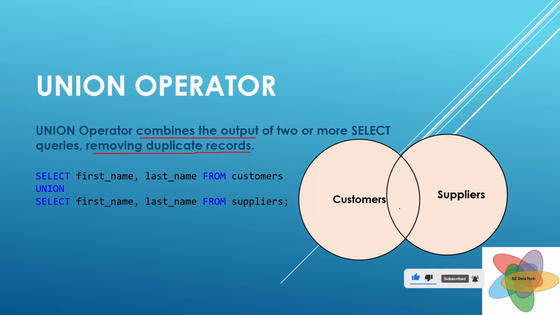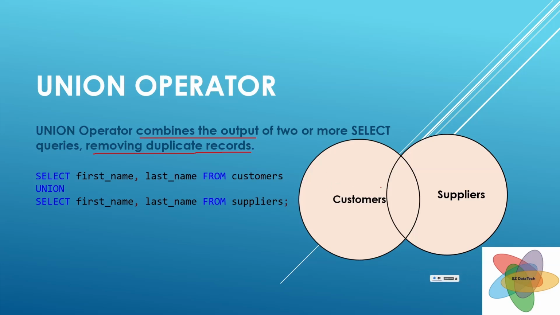Let's take an example: there is a customer whose name is Rahul Shinde, and there is a supplier whose name is Rahul Shinde. So we can say that Rahul Shinde is a customer as well as a supplier, so he may come inside this particular area.